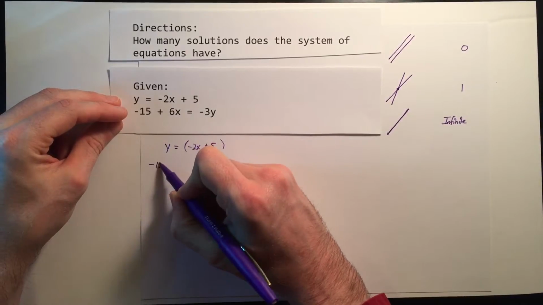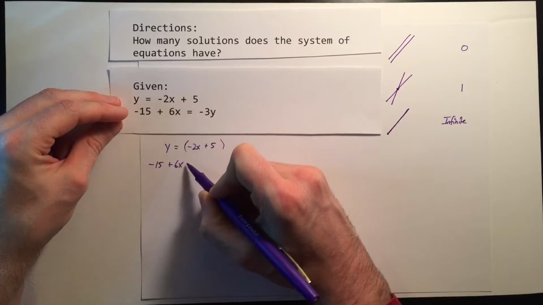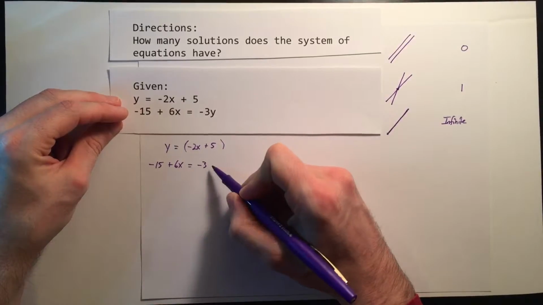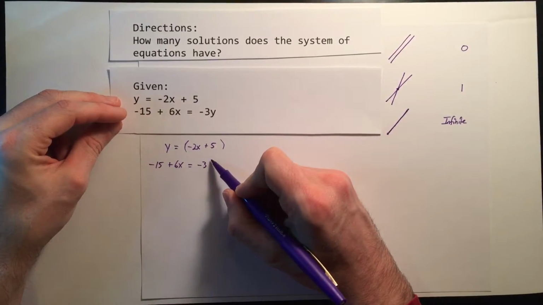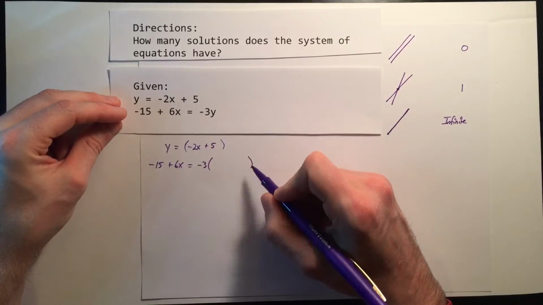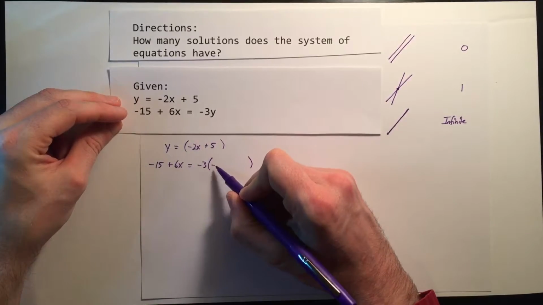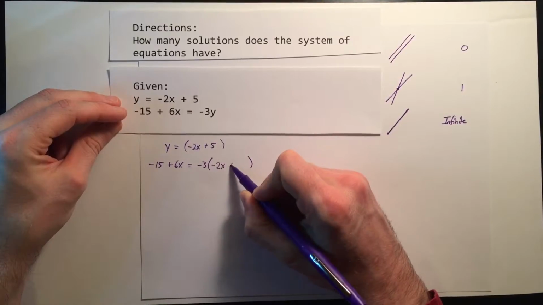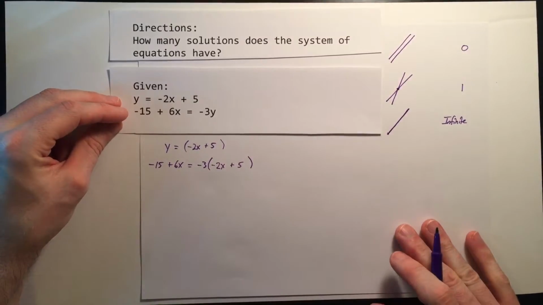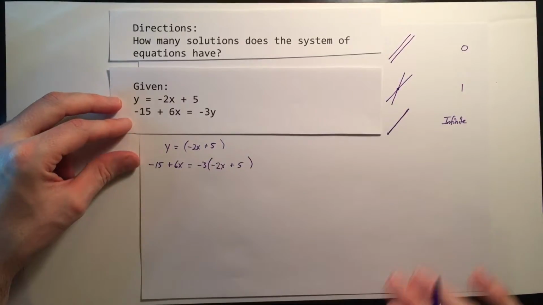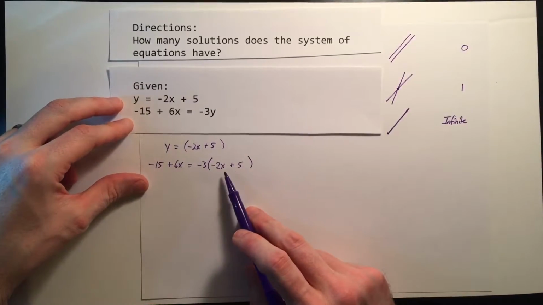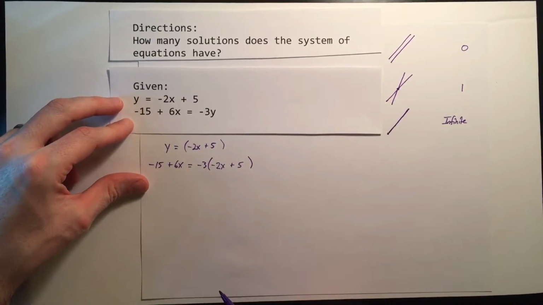So instead of negative 15 plus 6x equals negative 3 times y, we're going to do that negative 3 and then some parentheses, and then put that stuff that we know y is, where y was in the other equation. And that's substitution. So from here, we've got an equation that just has one type of variable in it now, just x's, which is good.